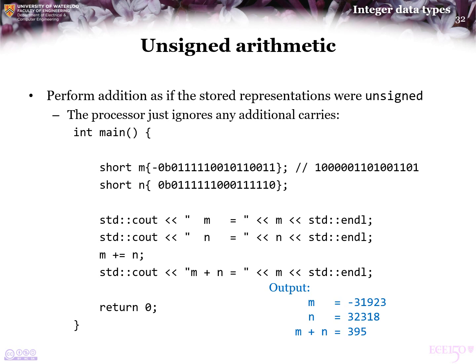So let us say we have these two signed short values stored in m and n. So the first one is smaller but negative than the second one, and therefore their sum should be positive. And we see that yes, indeed, the sum of these two integers is 395.